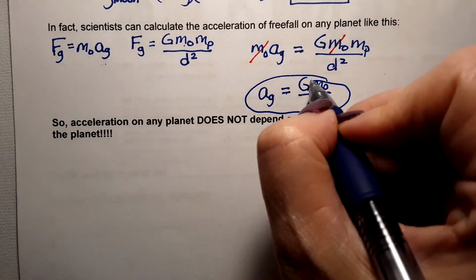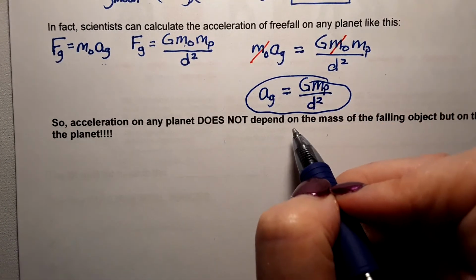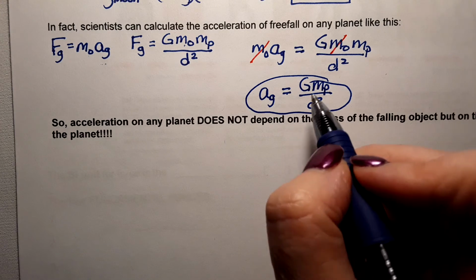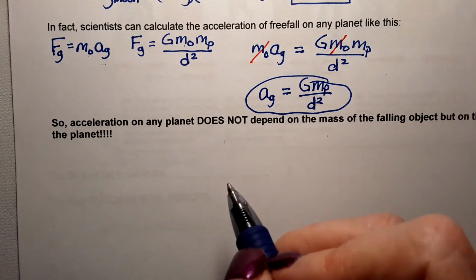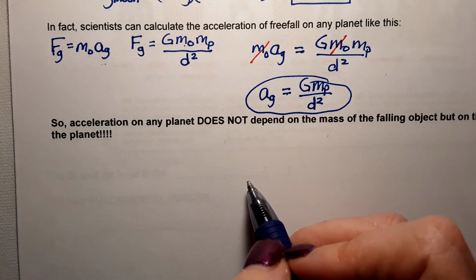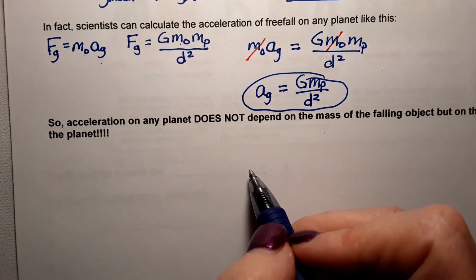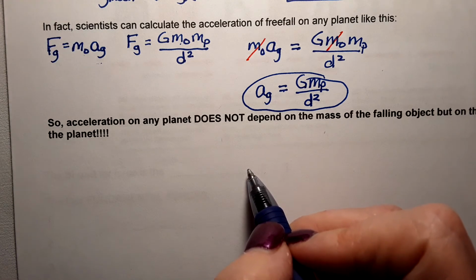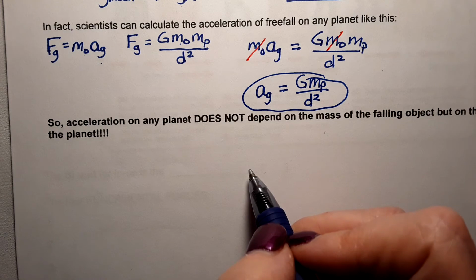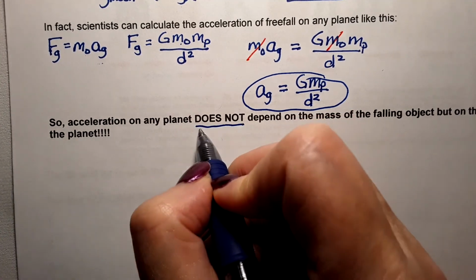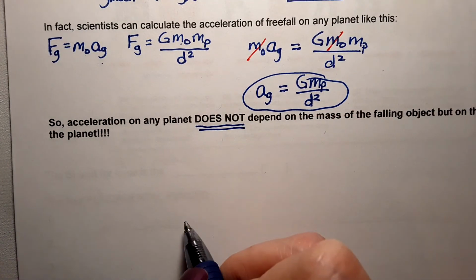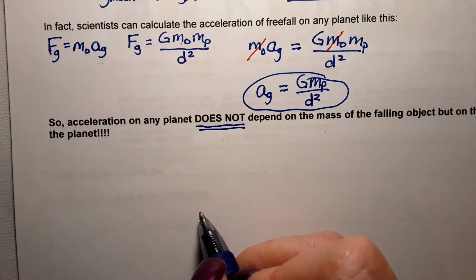So you know what this tells us? The acceleration due to gravity on Earth of falling objects depends on the mass of the Earth and how far the object is from it. It does not depend on the mass of the object. This is why a bowling ball and a tennis ball would hit the ground at the same time if you drop them from the same height at the same time. The acceleration on any planet does not depend on the mass of the falling object. It depends on the mass of the planet.